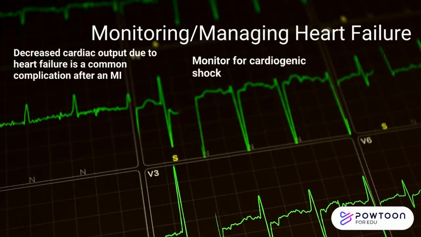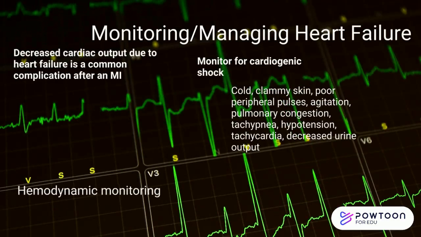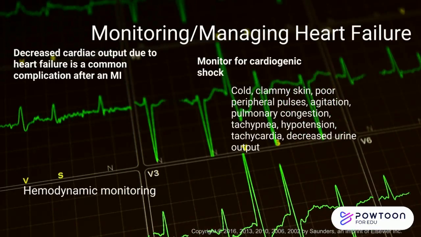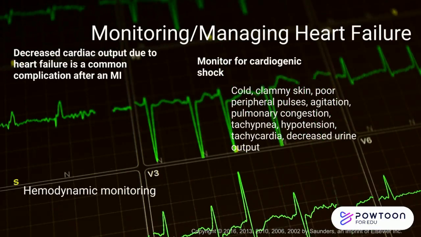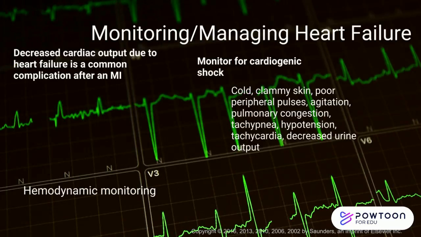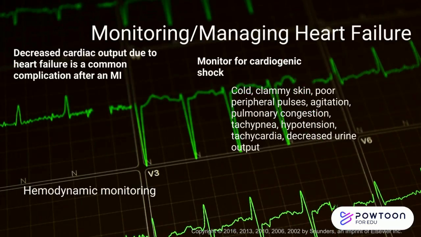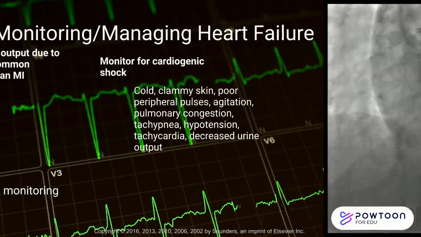It's important to monitor for heart failure because it's a common complication after an MI, specifically of the left ventricle. It's the most common, but you need to know the signs and symptoms of heart failure and monitor for cardiogenic shock. Hemodynamic monitoring may also be indicated for some of these more critically ill clients.